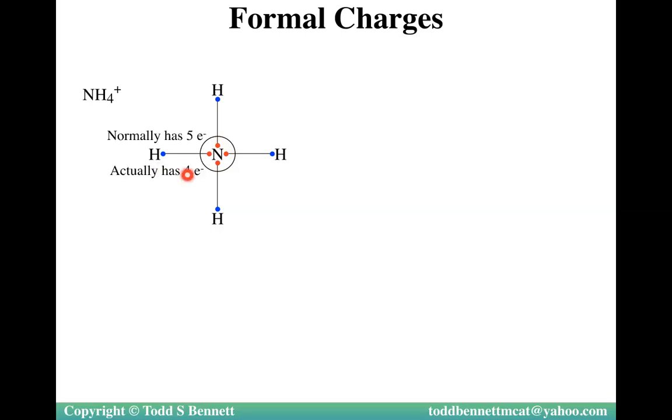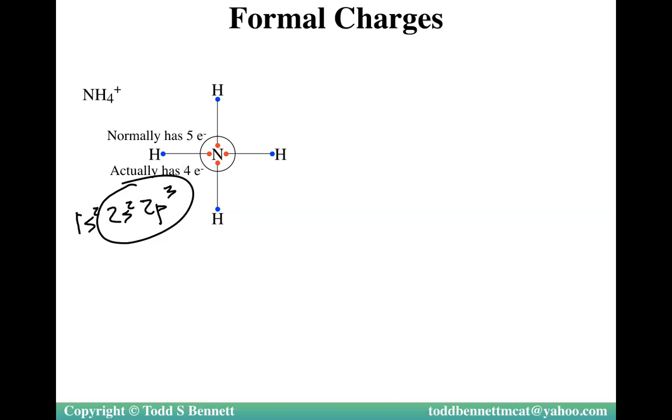So it has 4, but normally nitrogen has 5 electrons. It's 1s2, 2s2, 2p6. So the second shell, 2s2, 2p3, 5 electrons total. I might have said the electron configuration wrong, so let me write this out. Nitrogen would normally be 1s2, which I don't care about. It's core, 2s2, 2p6. I definitely did say it wrong, 2p3. So 5 electrons. So normally it has 5, but here it only has 4.